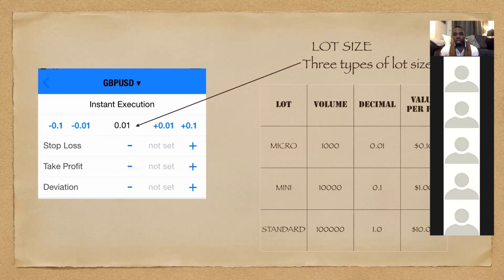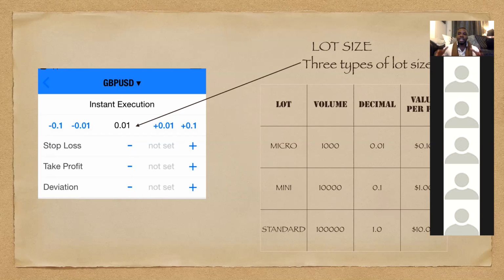And then the second one is called your mini lot. When you're trading a mini lot size, you're trading 10,000 of that specific currency pair, and of course, the decimal number for that is 0.1. So on the platform, where it says 0.01 on the left-hand side, let's say that you put 0.1 instead of 0.01. Now you're trading a mini lot size. So now every time price moves, it's going to be moving by $1 per pip. So every pip movement is $1.